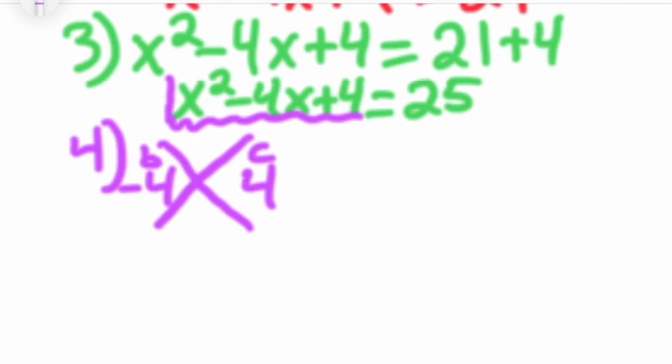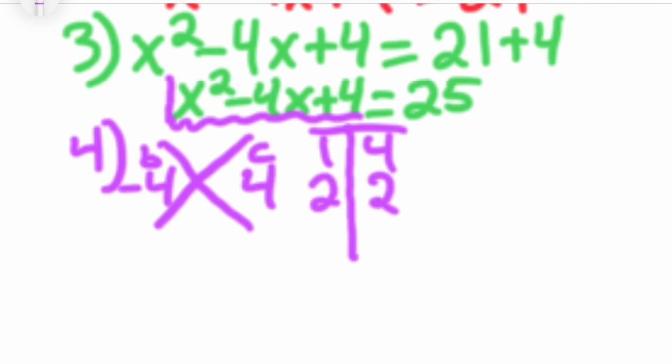-4 and +4. So we want two numbers that multiply to give me 4, but also add or subtract to give me -4. So I'm going to start with 1. 1 times 4 gives me 4, but we cannot add or subtract 1 and 4 to get to -4. So then I go to 2. 2 times 2 gives me my c, which is 4. I can also add 2 and 2 to give me my b, which is 4.